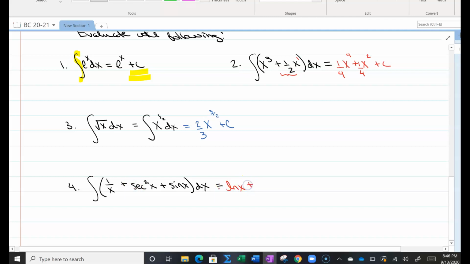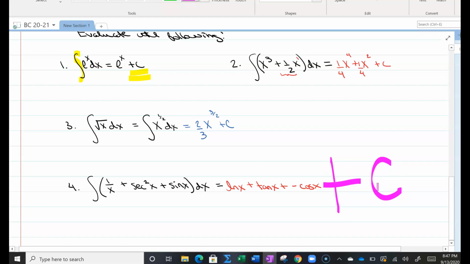Plus, let's see, secant squared x. The derivative of what is secant squared x? Yes, indeed, it is tangent x. Okay, plus, let's see, the derivative of what is sine x? Well, let's think about it. The derivative of cos x is sine x. That means the derivative of, wait a minute, what did I just say? The derivative of cos x is negative sine x. That means I want this term to be negative cos x because the derivative of negative cos x will be sine x. And don't forget my what, everyone? Do not forget my plus c.